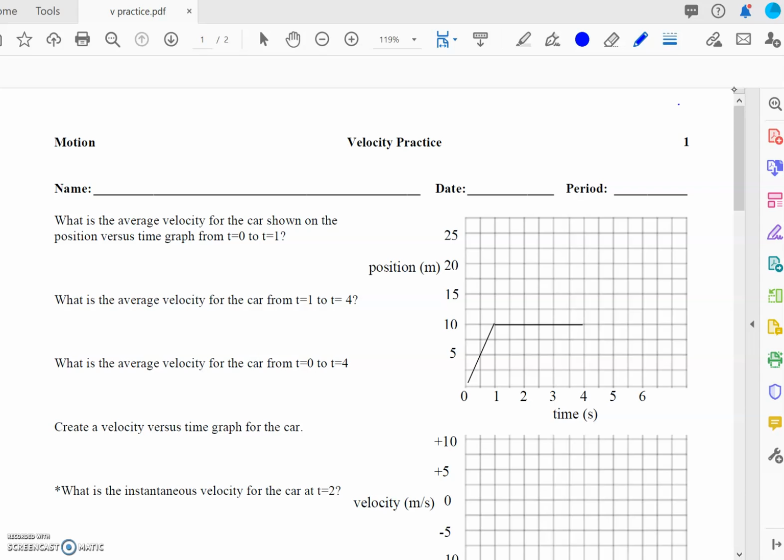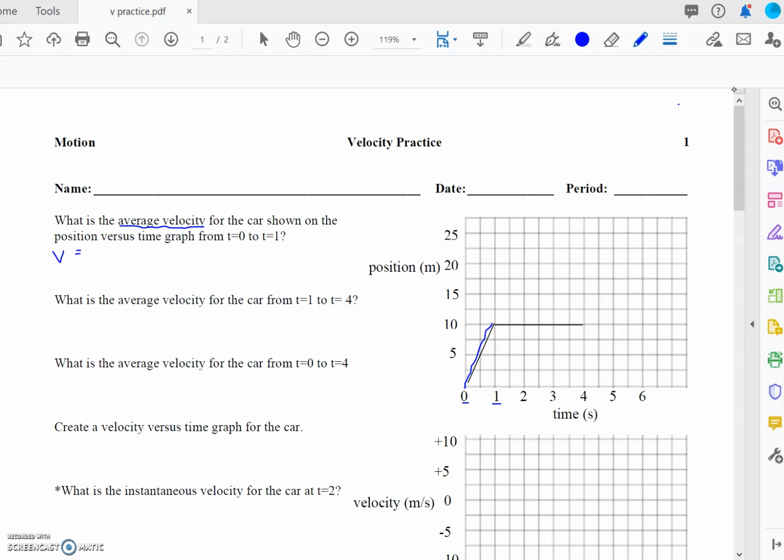What's the average velocity for the car shown on the position versus time graph from 0 to 1 second? So from 0 to 1 second is only this segment of line. And if you remember what we've already learned, average velocity is the slope of this position time graph. So to calculate the velocity, I'm going to calculate the slope of the line.